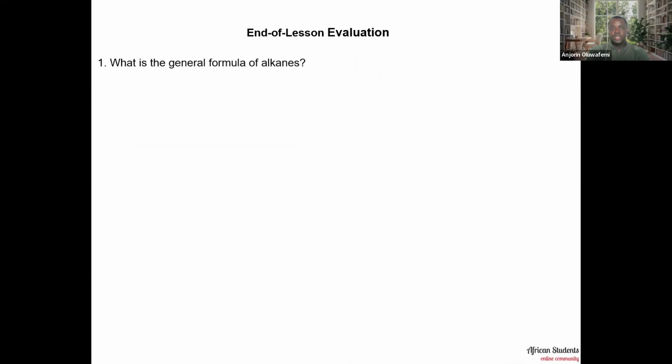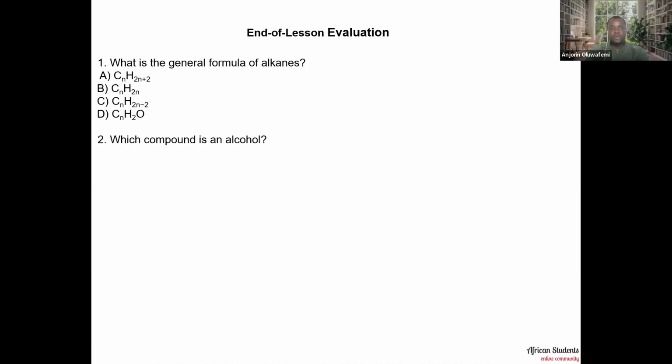So we want to look at some few questions to evaluate this class. What is the general formula for alkanes? Alkanes basically have the general formula CnH2n plus 2, CnH2n, CnH2n minus 2, or CnH2O. So please tell me which one do you think is the answer in the comment section. But if you look at them critically, the answer to that one is CnH2n plus 2.